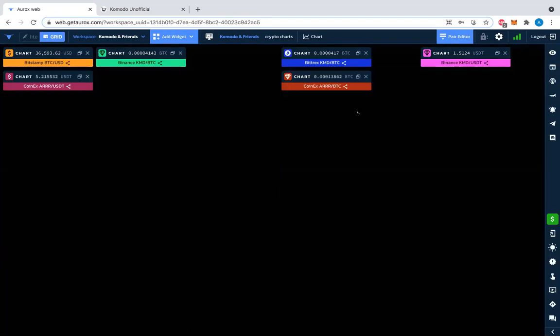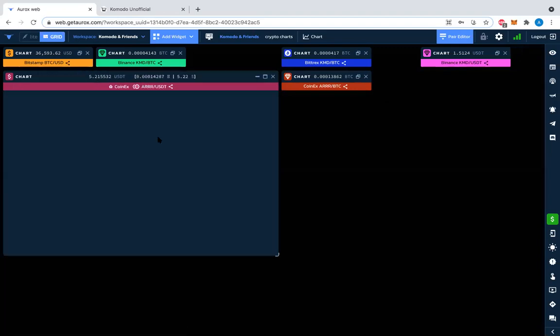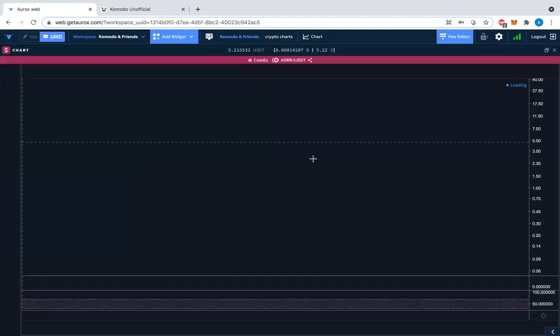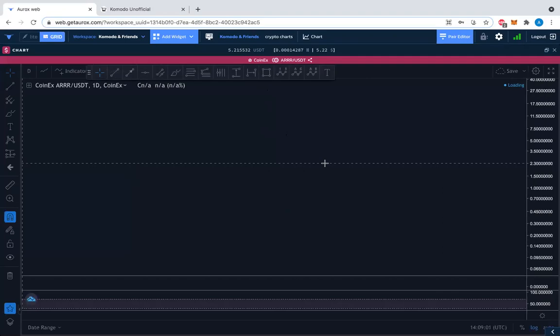That's it for now. We are sitting at a $5.21 pirate ARRR-USDT. I'll just show this to you for the friends of the ARRR-USDT charts.